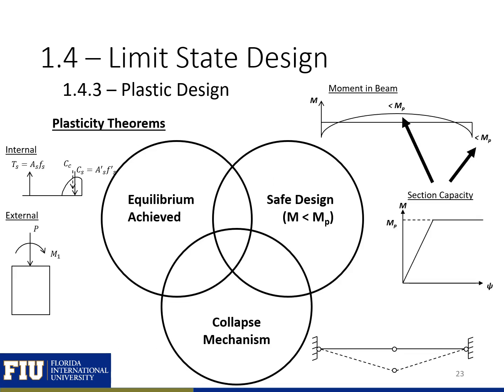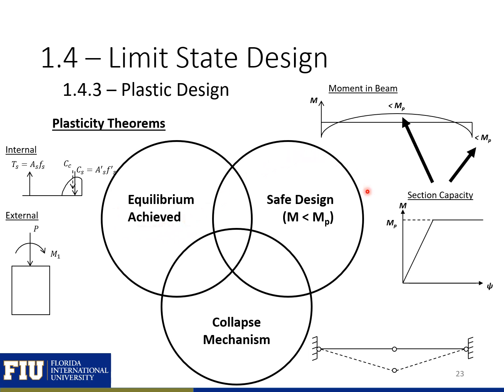We're next going to look at several components of our plasticity theorems. There are three main components. The first is our equilibrium principle, and this is just whether our internal forces equal our external applied forces. And equilibrium is always going to be achieved.